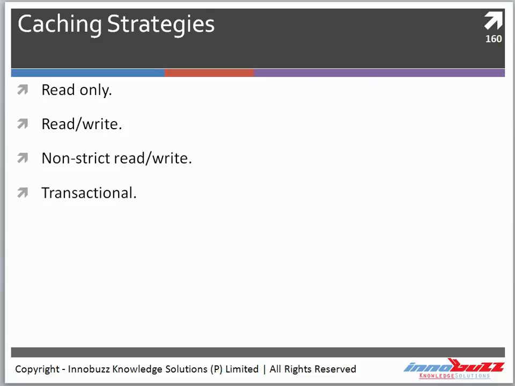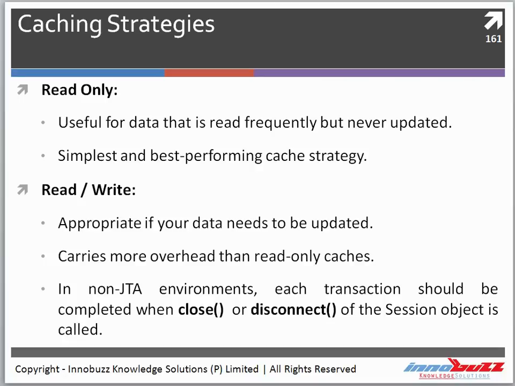Caching strategies: read-only, read-write, nonstrict read-write and transactional. Read-only: if your application needs to read but not modify instances of a persistent class, a read-only cache can be used. This is the simplest and optimal performing strategy. It is even safe for use in a cluster. Read-write: if the application needs to update data, a read-write cache may be appropriate. This cache strategy should never be used if serializable transaction isolation level is required.